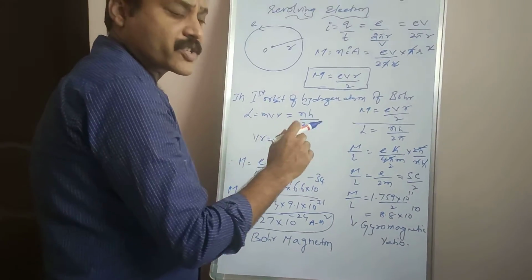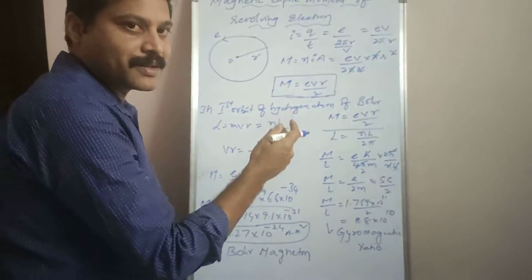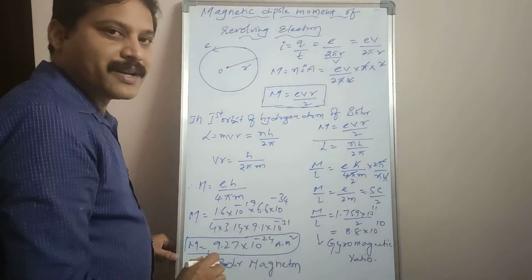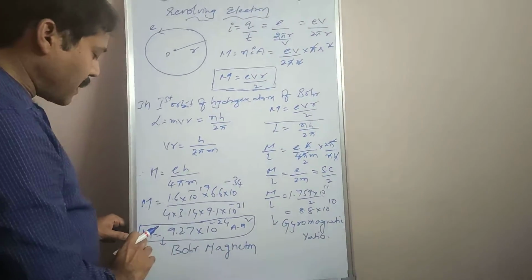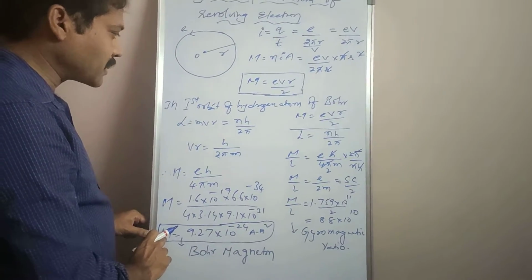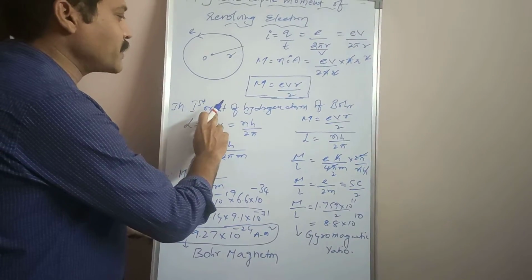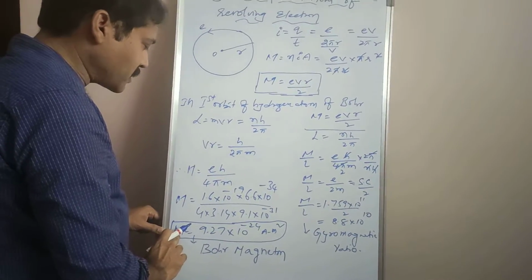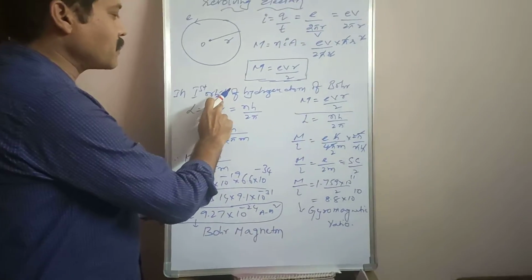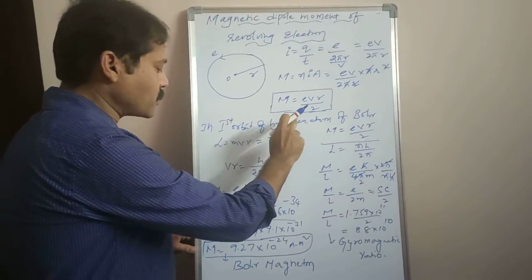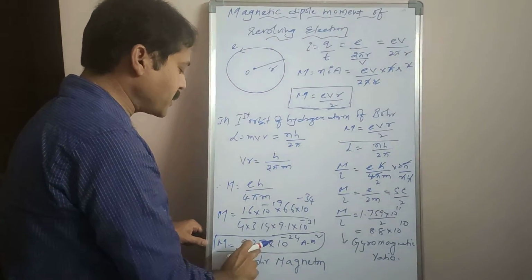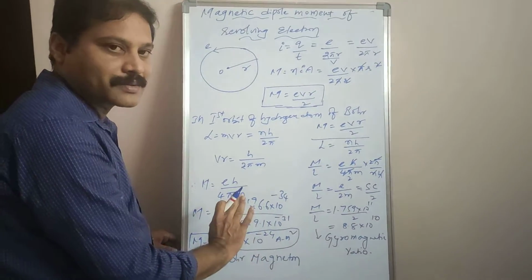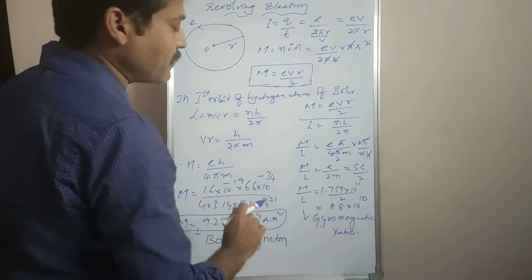You will have a question: define Bohr magneton and write its value or its SI unit. Bohr magneton is the magnetic dipole moment of an electron revolving in the first orbit of the hydrogen atom. Its value is 9.27 into 10 power minus 24 ampere meter square. Next, you will have one more question.